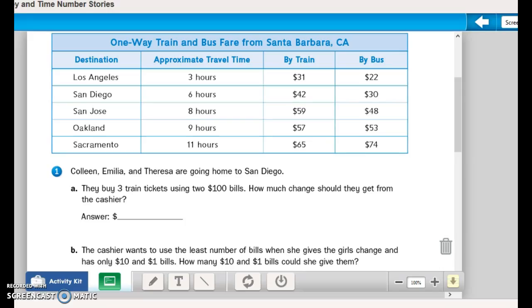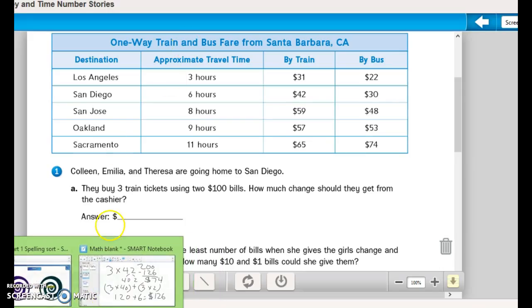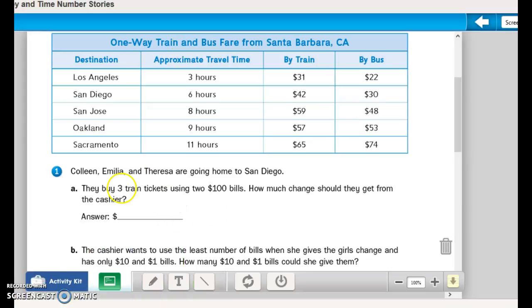So if you look at the two steps that I did here for this problem, the first thing I did was figure out how much the tickets cost. Then I had to subtract that from how much money they gave to find the change. So that is how you do those multi-step problems.